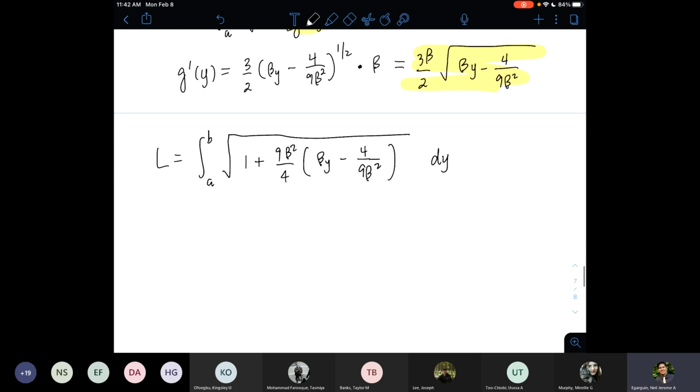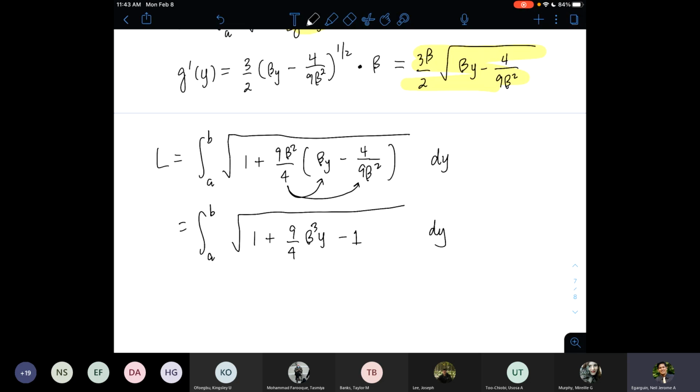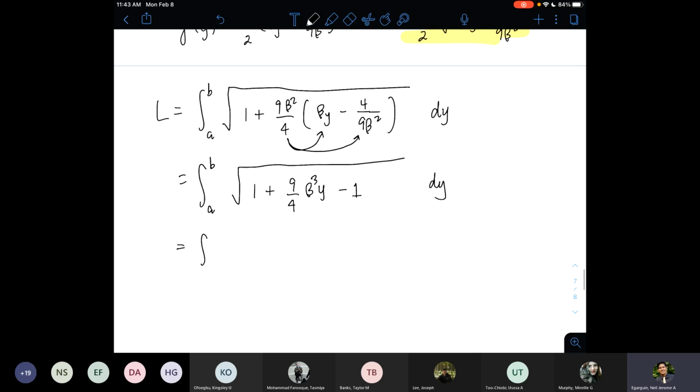All right. And then let's see if we can simplify this further. This would be the integral from a to b of the square root of 1 plus, here we'll have 9 over 4 beta cubed y minus 9/4 beta squared times 4 over 9 beta squared. That will just be minus 1, dy, right? So there I distributed 9 beta squared over 4 over both terms in that factor. Good. And so this will just be the integral from a to b of the square root of 9/4 beta cubed y dy.